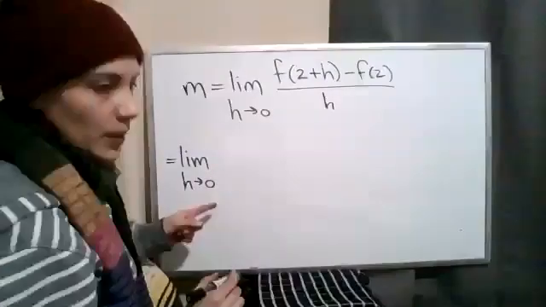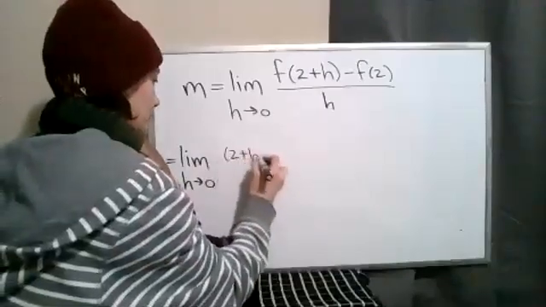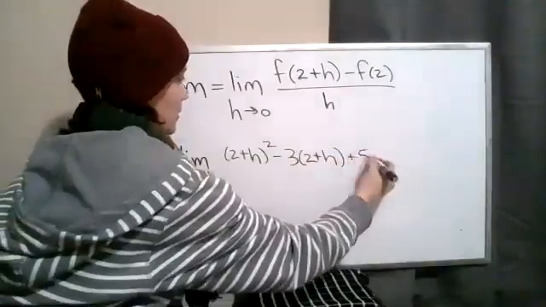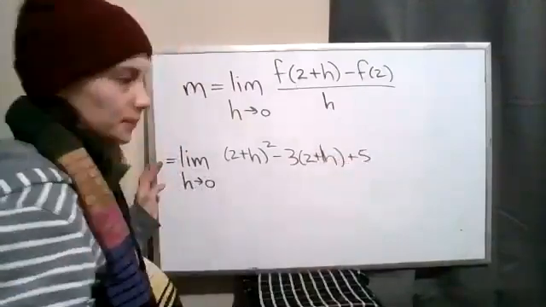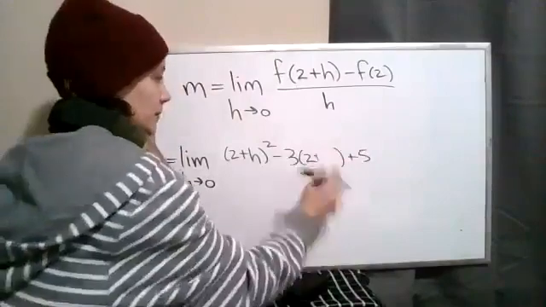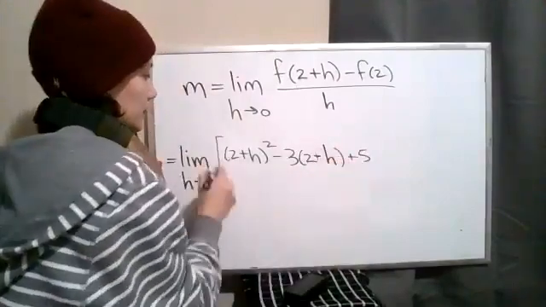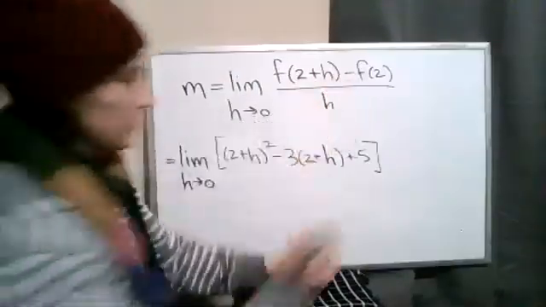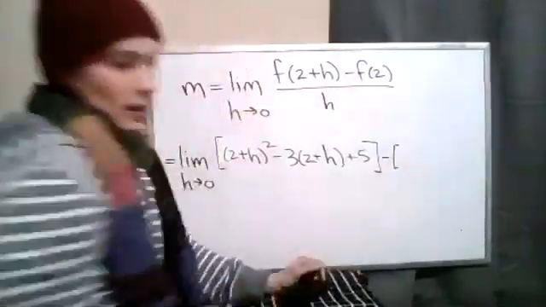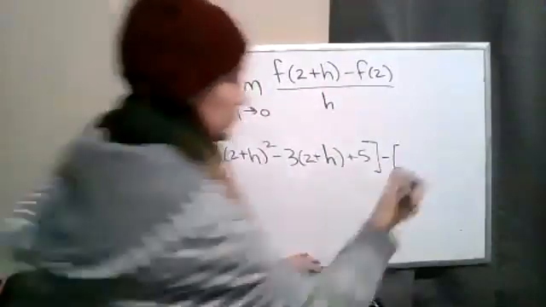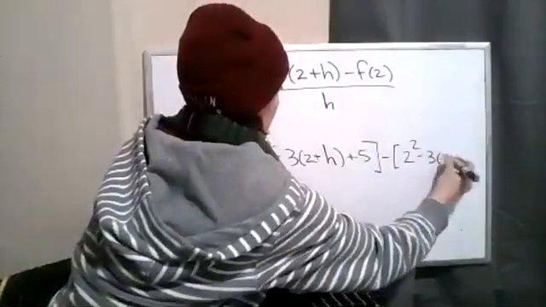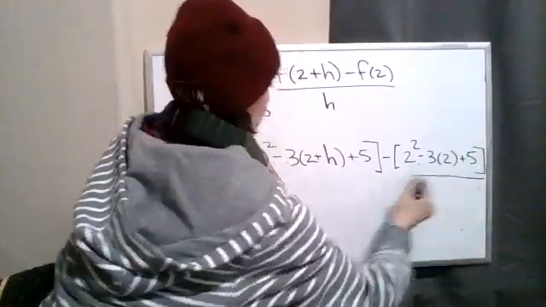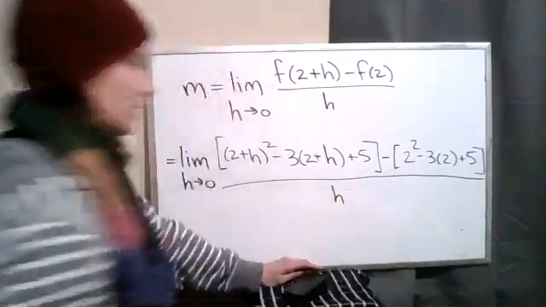And we have 2 plus h squared, subtract 3 times 2 plus h, and then add 5. That's this part. Then minus f of 2. 2 squared minus 3 times 2. And then everything was over h.